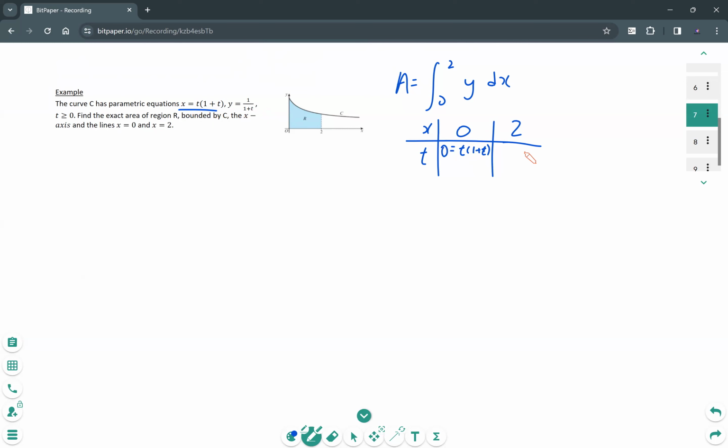Okay, so we have to do a little quadratic in here. So t equals 0 or t equals minus 1. So which one do you choose? Well, we're told t squared equals 0, so we ignore that. So t equals 0 is the answer.